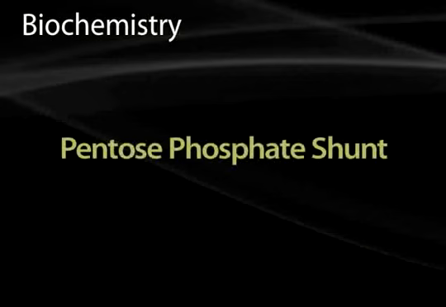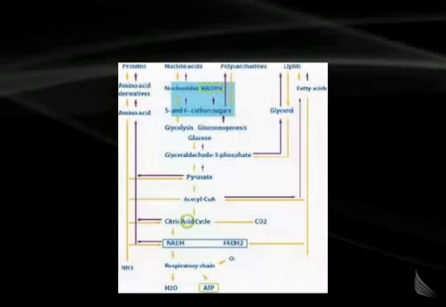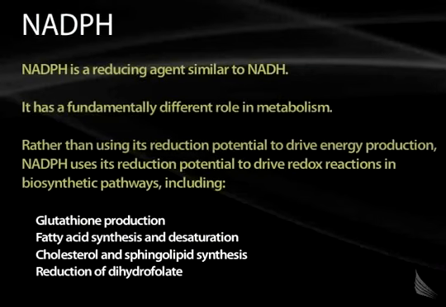In this section, we're going to talk about the pentose phosphate shunt. You can see from our general schema of metabolism where the pentose phosphate shunt fits into the grand scheme of things. The main thing to remember about the pentose phosphate shunt is that it produces NADPH. This is a really important concept that you need to understand in relation to the pentose phosphate shunt.